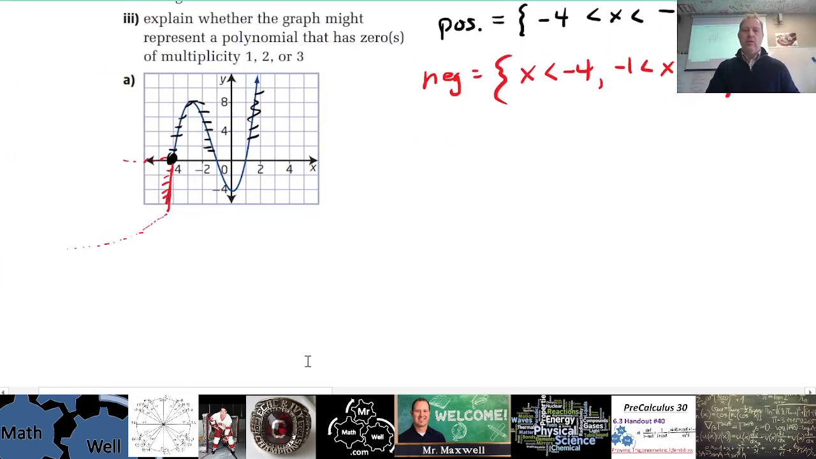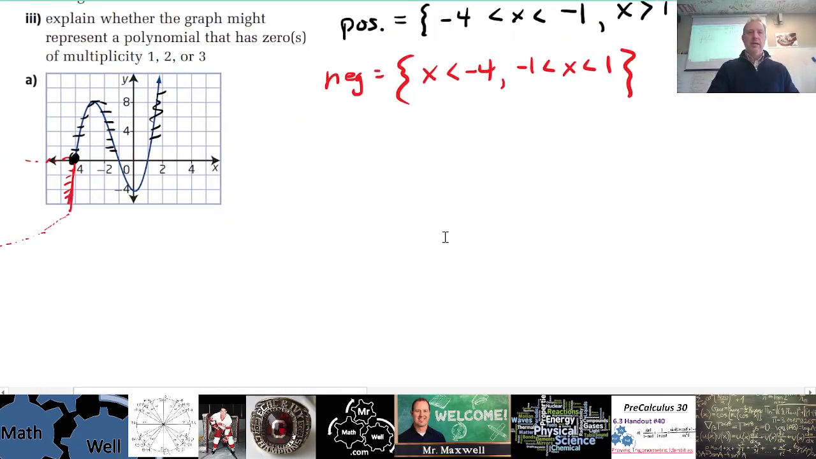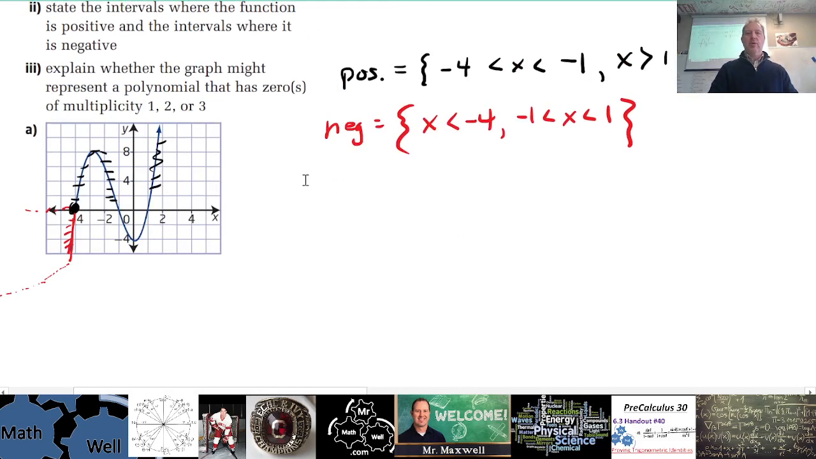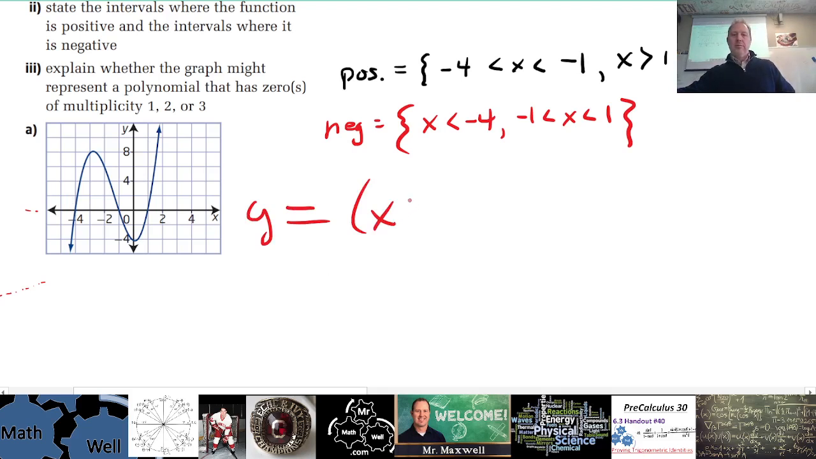Okay, so the third part, explain whether the graph might represent a polynomial that has zeros of multiplicity 1, 2, or 3. Okay, this one's easy for A. It's easy for A because the behavior at the zeros there is all the same. It's all a straight cross, right? It just crosses.